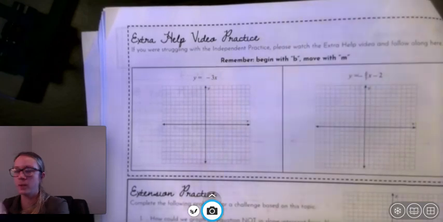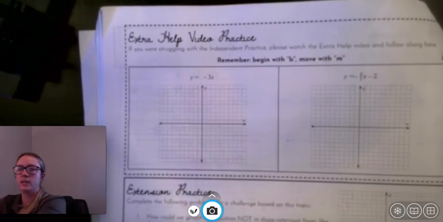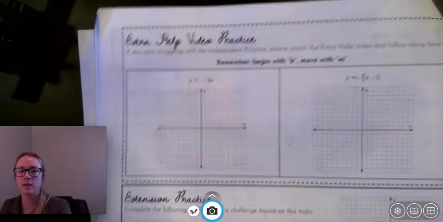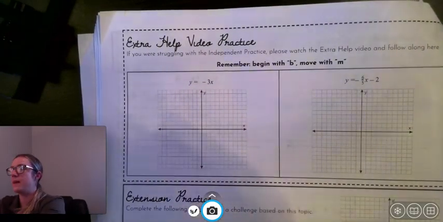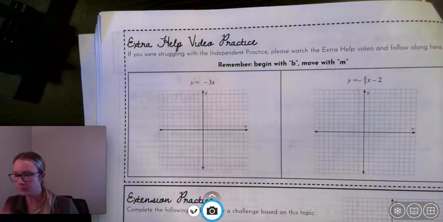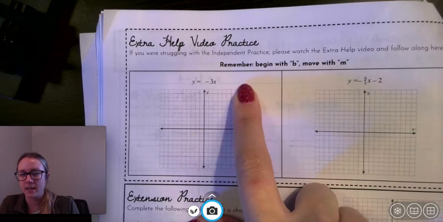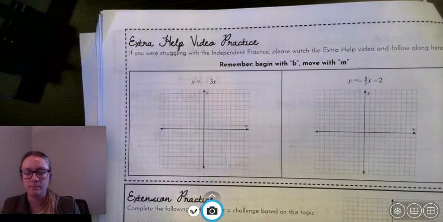So the first one we have, ooh, that did not help. We have y equals negative 3x, and that's it. And this one kind of looks tricky for a couple of reasons. We don't have anything being added or subtracted on the end. And so that kind of is the first thing that throws us off.